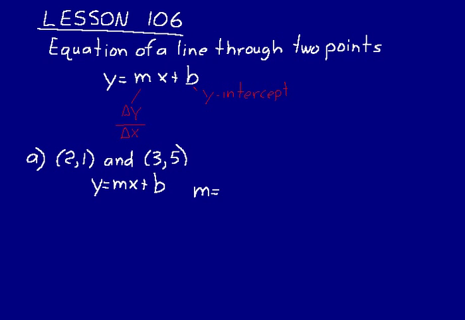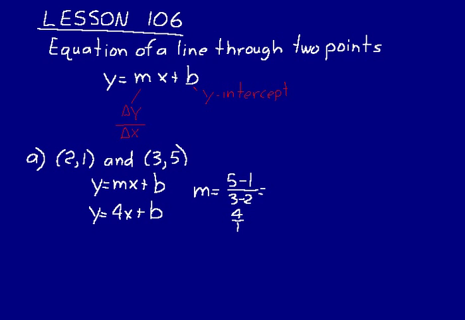So y2 minus y1 would be 5 minus 1. x2 minus x1 would be 3 minus 2. And so that is going to be equal to 4 over 1, and so the slope is just 4. And so I have half of my equation done: y equals 4x plus b.